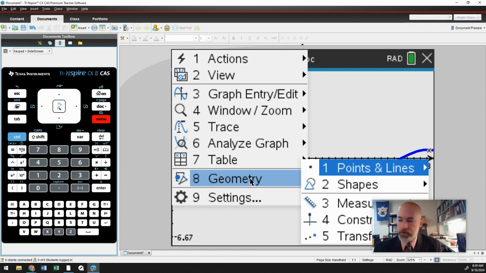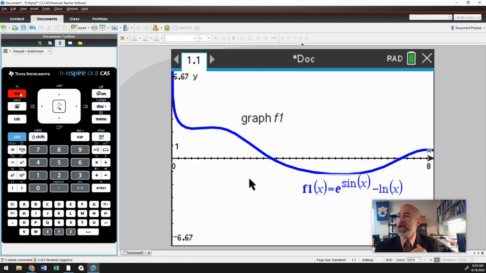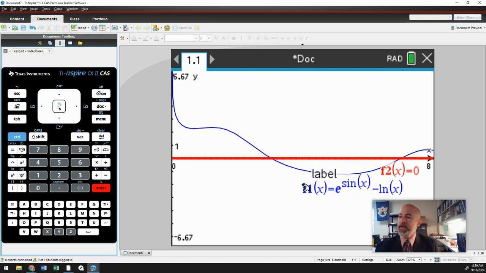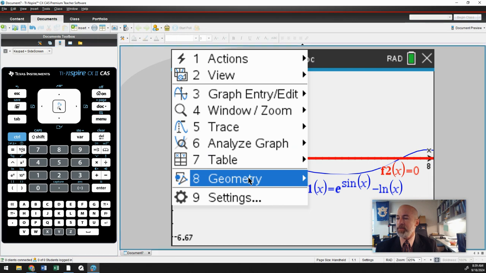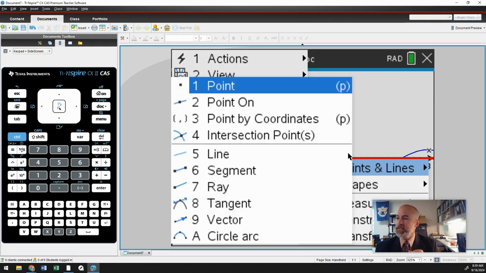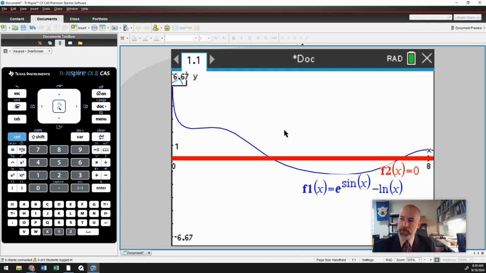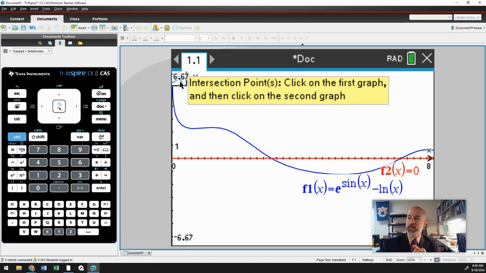But before I go there, I'm going to escape out of here, and I need to actually graph a line on the x-axis. So I'll go up, I will graph the line y equals 0, and now that I have 2 graphs, f1 and f2, I can find the intersection of those 2, and those are found in the geometry command. Points and lines, and we want intersection points. And if you ever forget how to do this, up in the top left corner you'll see a little box. If you hover over that, it will tell you how to find the intersections, and you simply click on the 2 graphs that you want the intersections for.